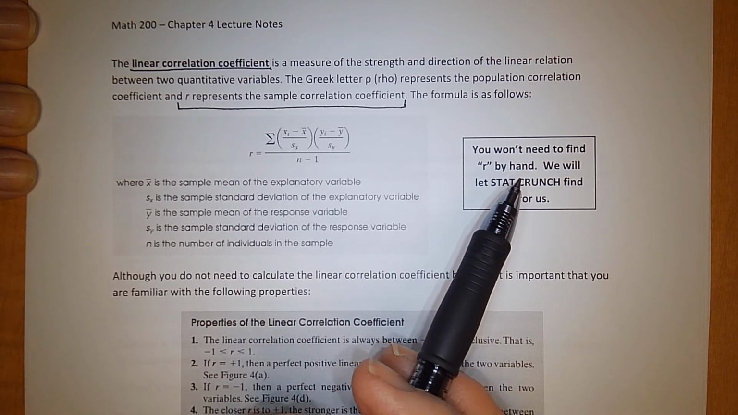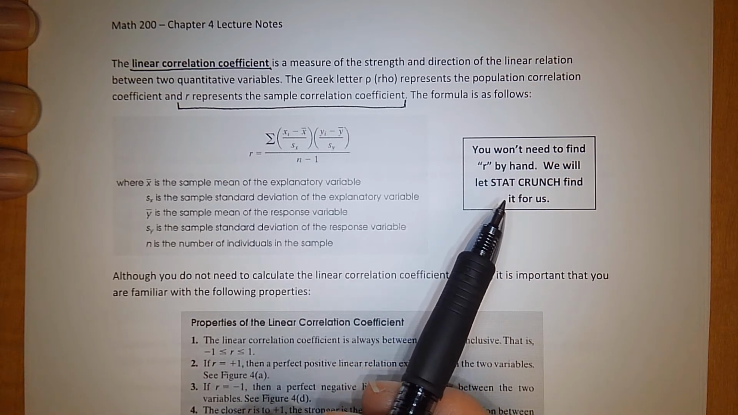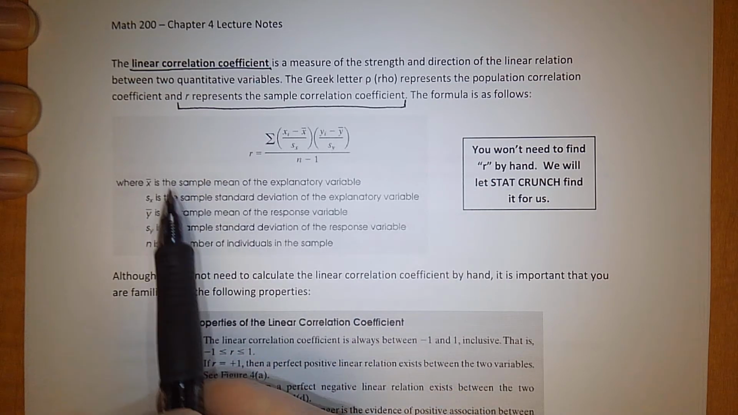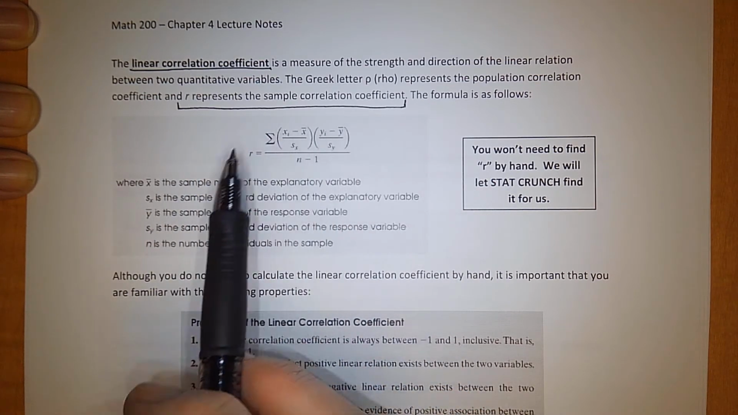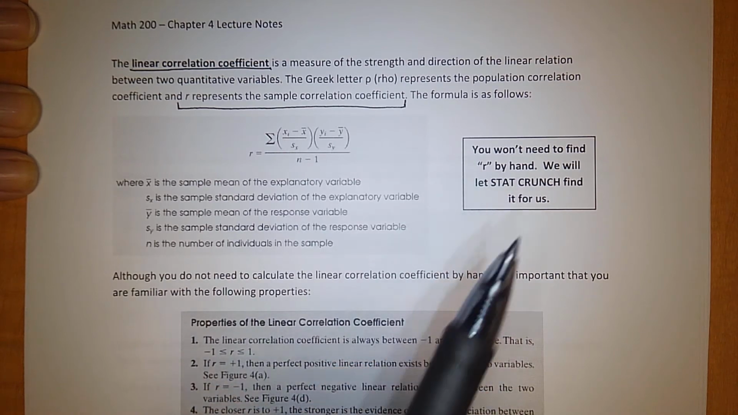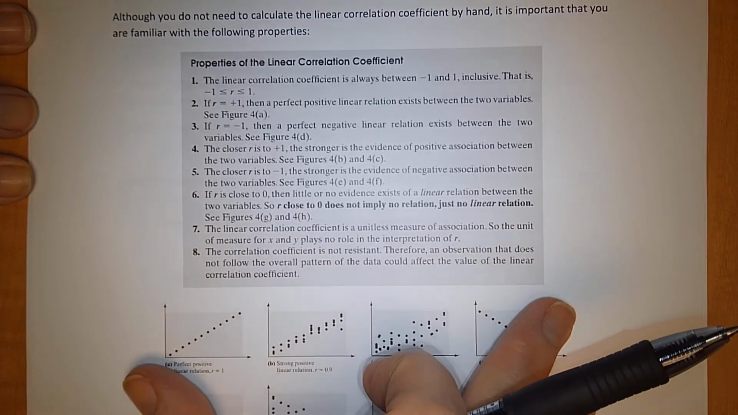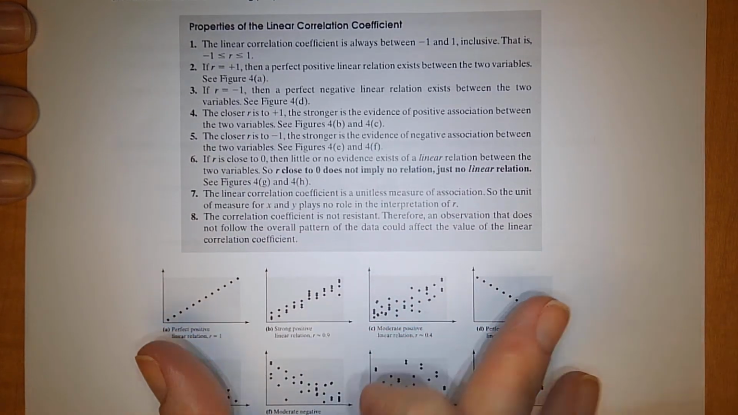You won't actually need to find r by hand. We will actually find this in StatCrunch. To do all of this in StatCrunch, which you could do by hand, we're going to do this in StatCrunch, which I'll show you an example of in just a moment. Let's first talk about some characteristics of this.